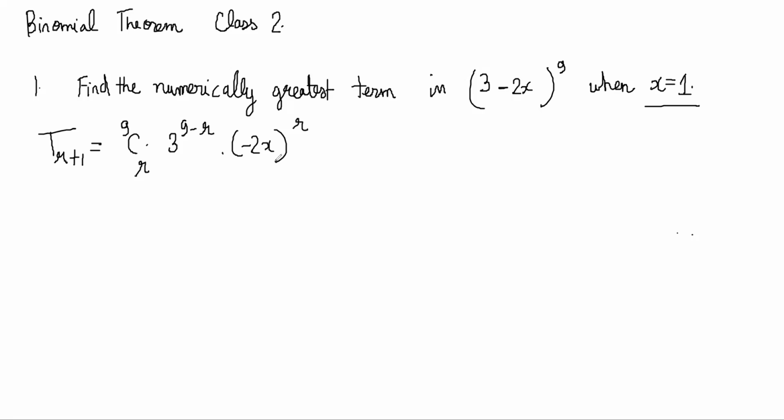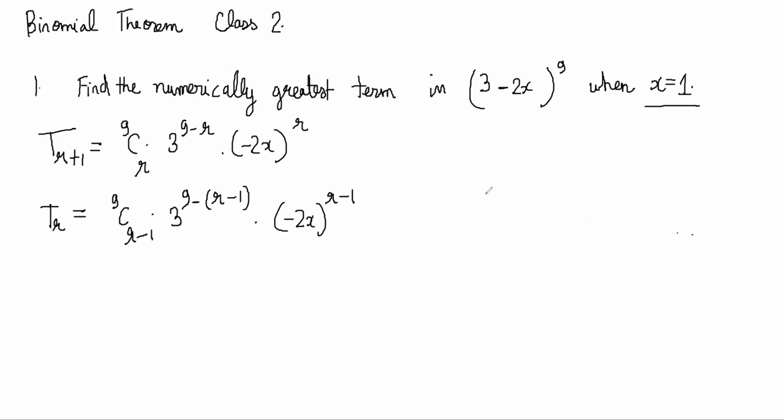This is the general term, and tr would have been, instead of r, I will put r minus 1 everywhere. So it will be 3 power 9 minus r minus 1, minus 2x to the power r minus 1, right?